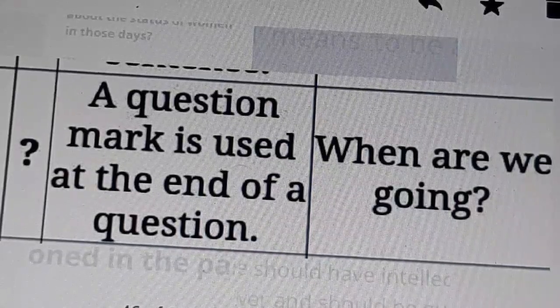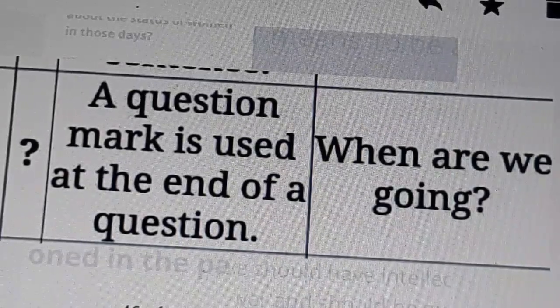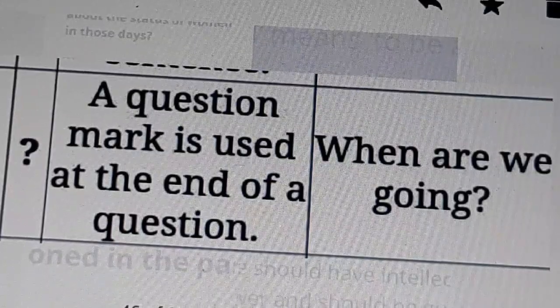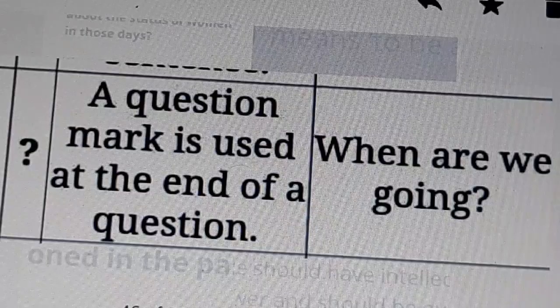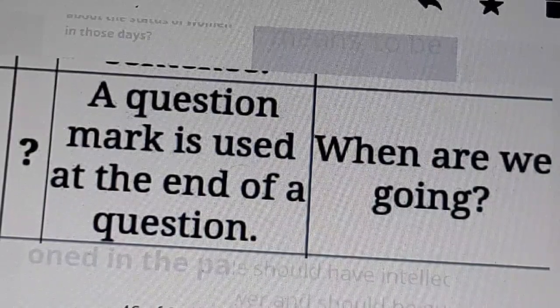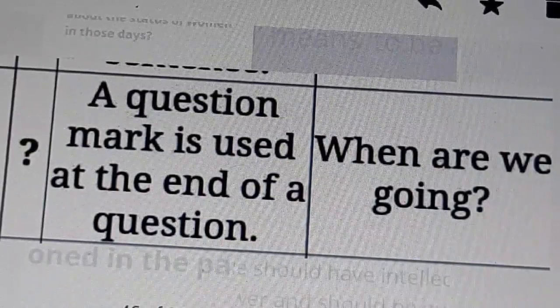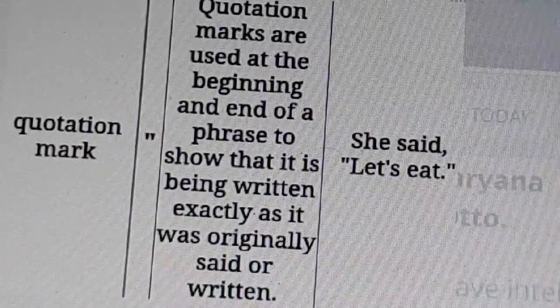Next, question mark. A question mark is used at the end of a question. Example: When are we going? Question mark. What are you doing? Question mark.